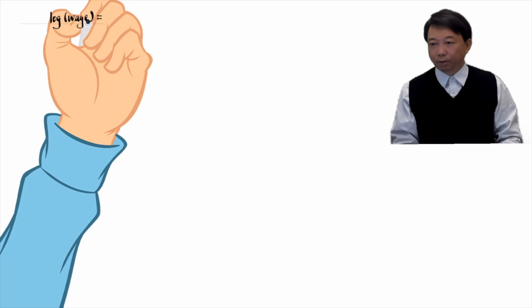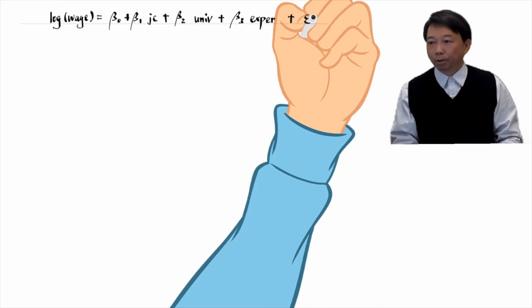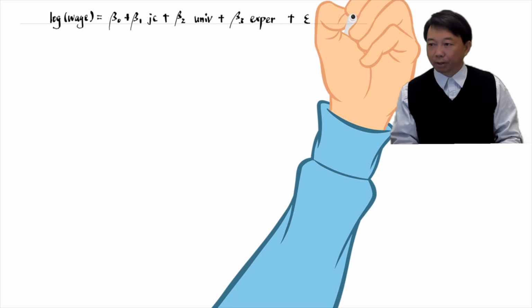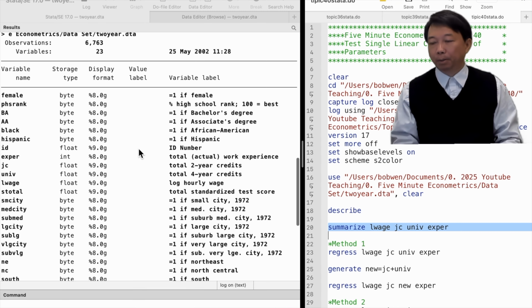The model relates workers' hourly wages to the number of years they have attended a 2-year college and a 4-year university. The outcome variable, log hourly wage, is in the logarithmic form, so the parameters capture the percentage change of hourly wages. We include work experience in the model as a control variable.